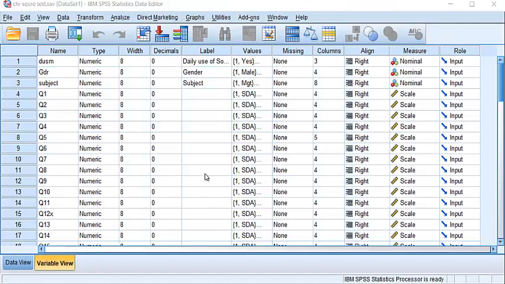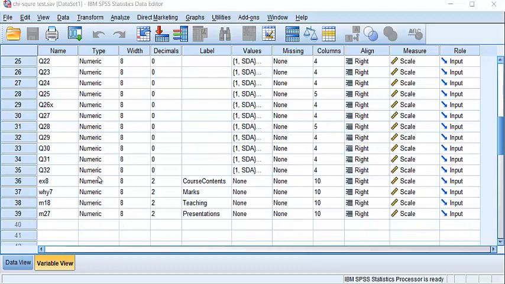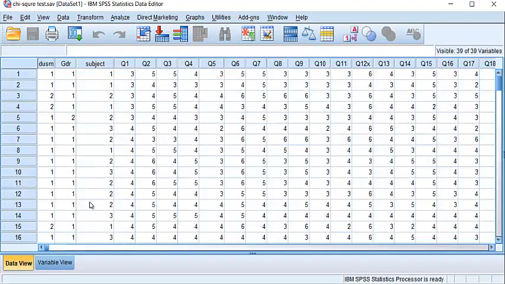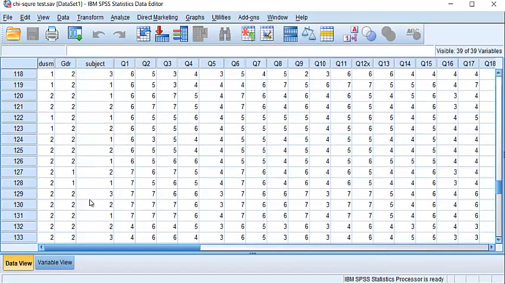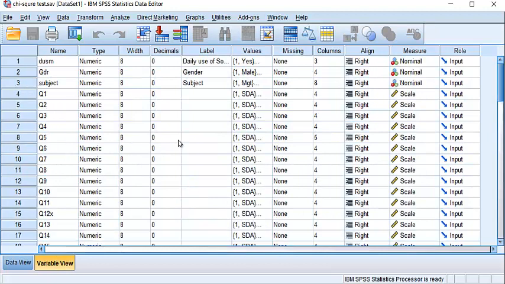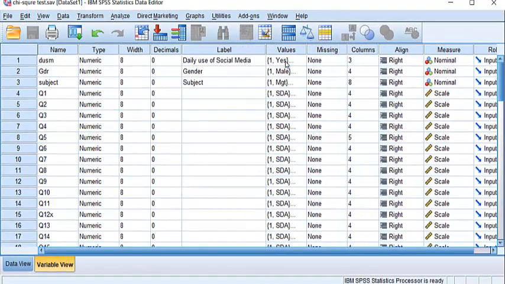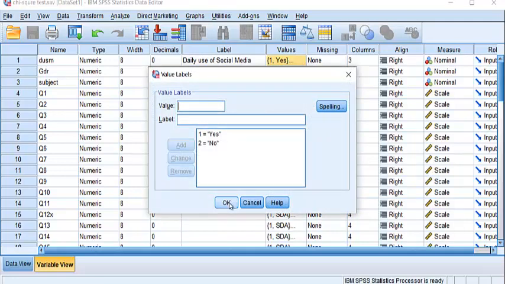To compute the chi-square statistic, we will use this data matrix, which has about 141 members in the sample, and we will use gender and the question daily use of social media, which has two categories of answers, yes and no.